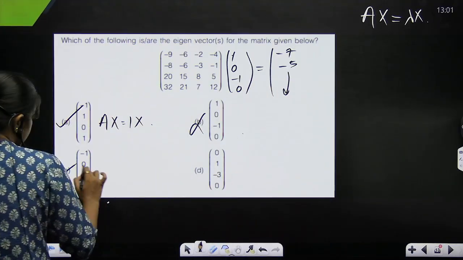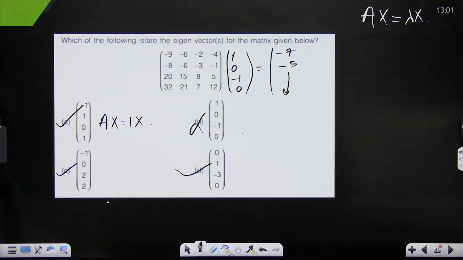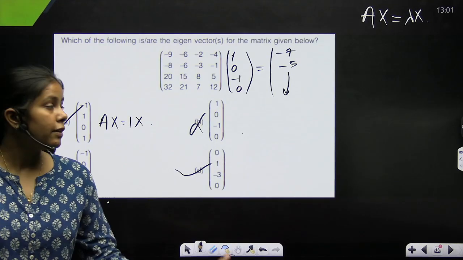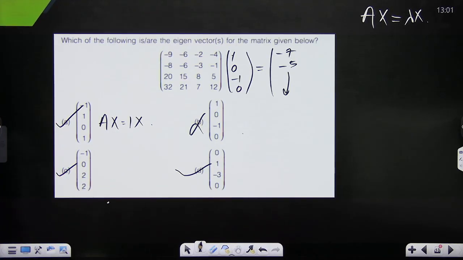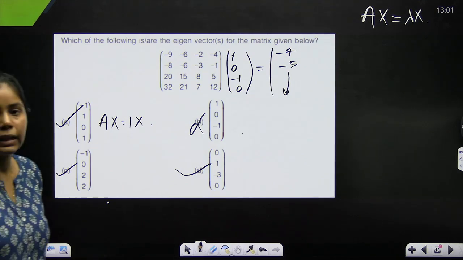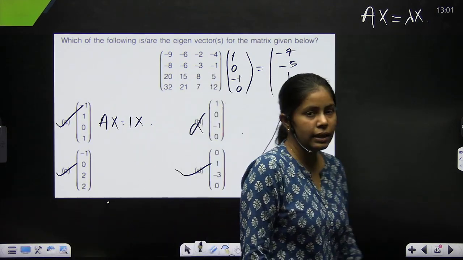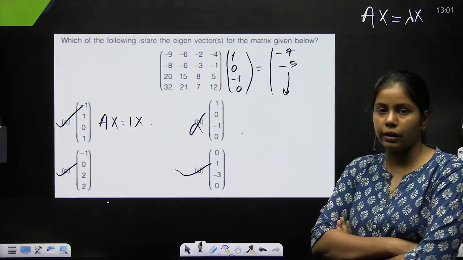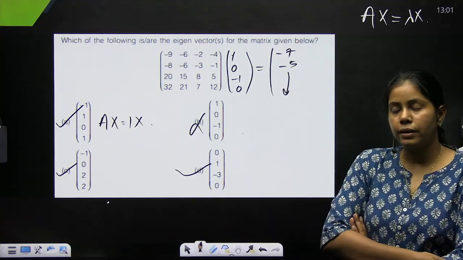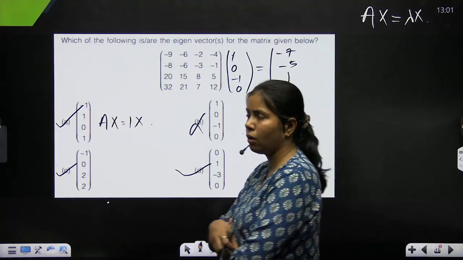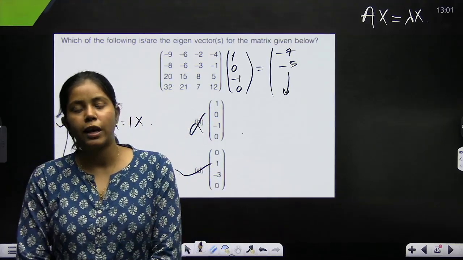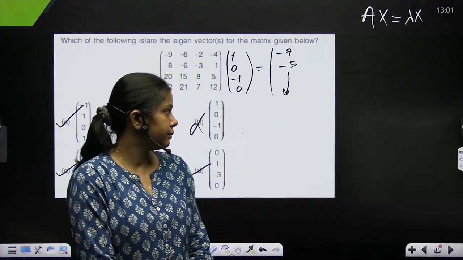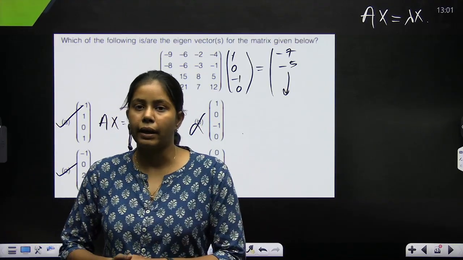Now options C and D you would find to be correct. It is simple multiplication, just solve it by yourself. You would get A, C, D as your correct options. Right? These are the eigenvectors, but B is not an eigenvector. A, C, D are the eigenvectors. B is not an eigenvector. Okay, so these are different types of questions we have solved for eigenvalue and eigenvector properties.